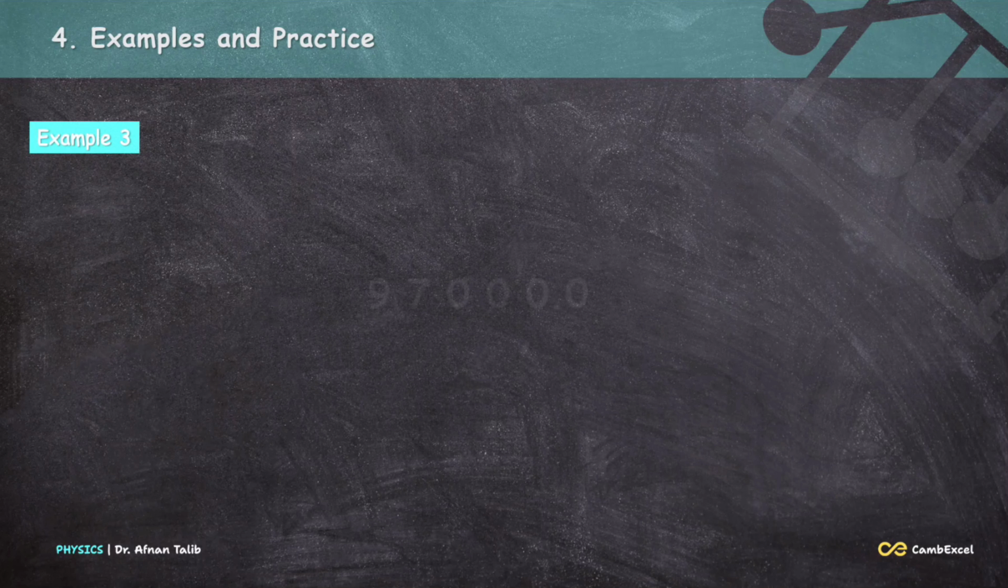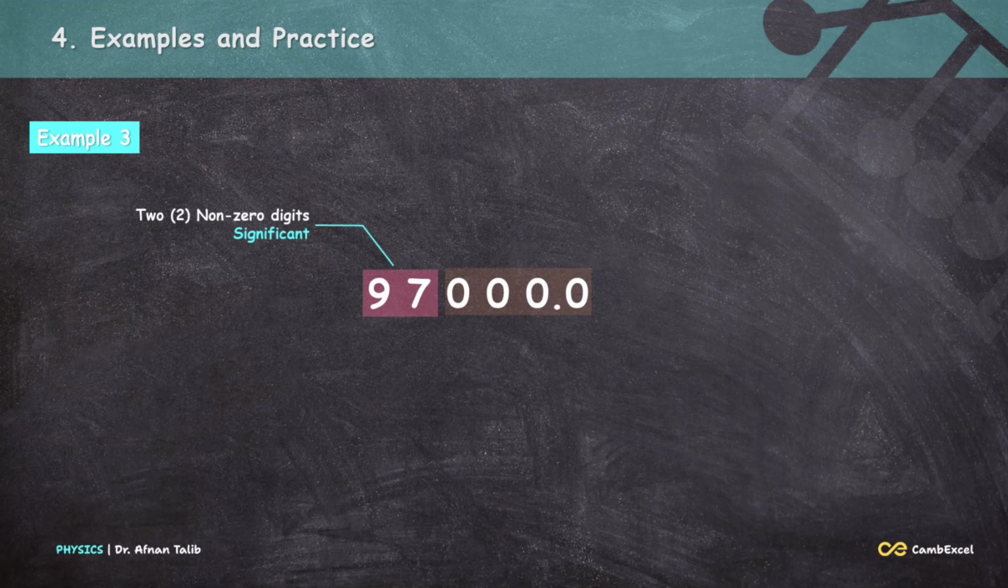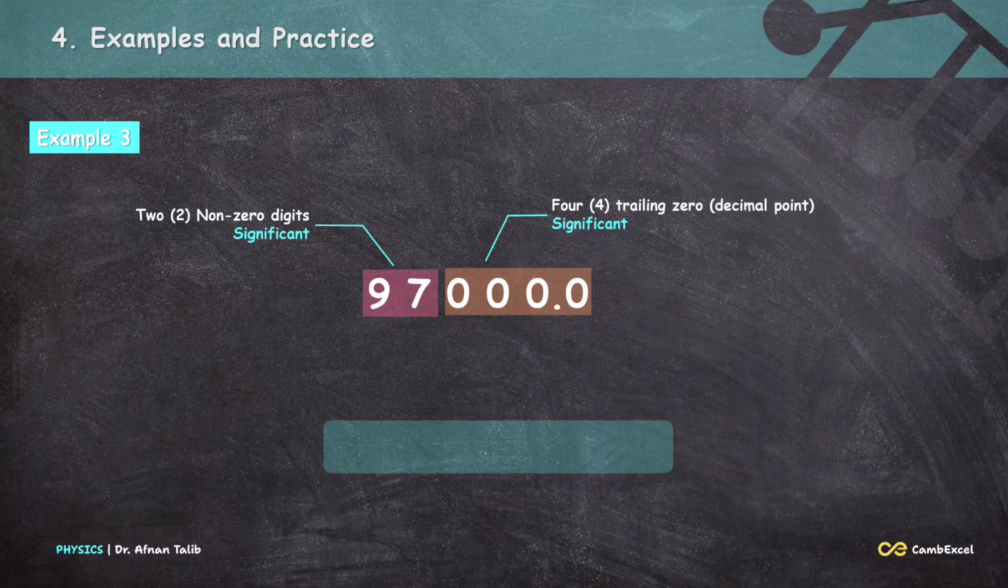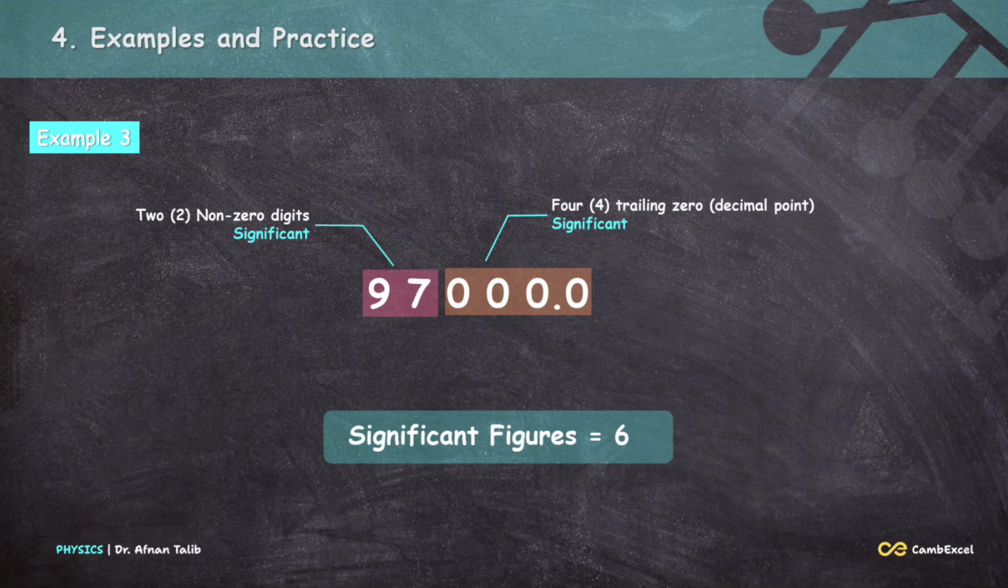Example number 3. The number right in front of you is 97000.0. Since 9 and 7 are non-zero digits, they will be considered as significant. And since this number has a decimal point, the trailing zeros will be considered as significant. So 2 non-zero digits and 4 trailing zeros, so as a whole, the total number of significant figures will be 6.